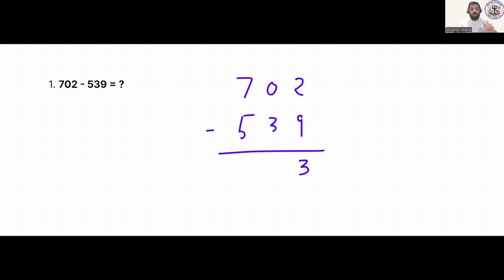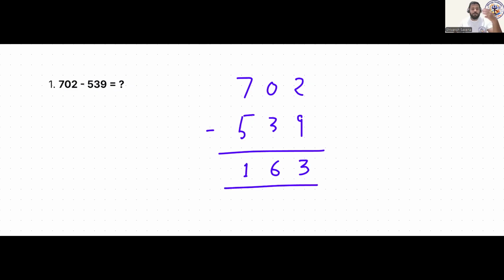Now I take 1 from the 7. I subtract 1 from the 7 and it makes it 6. 6 is greater than 5, so I do the normal subtraction. 6 take away 5 is 1. So 163 is the final answer.